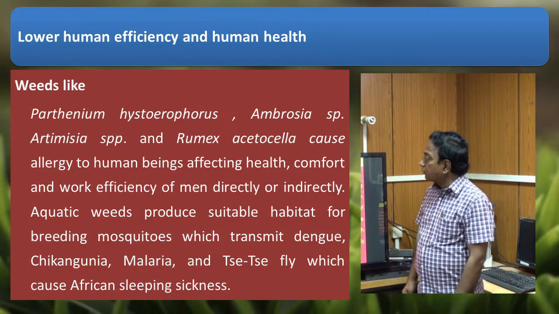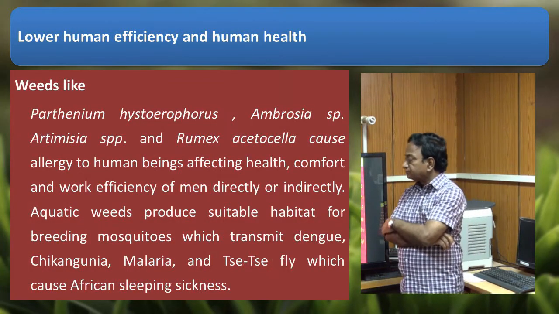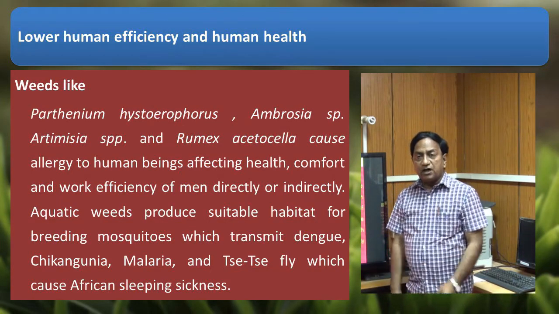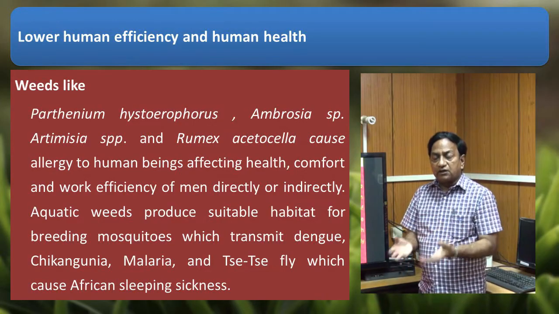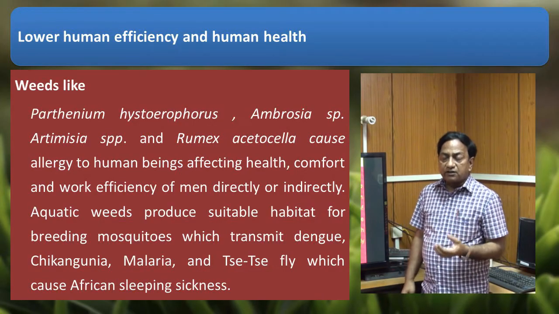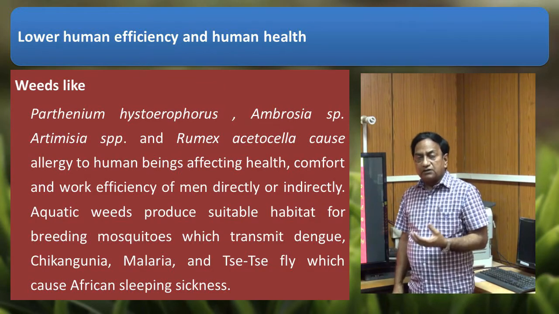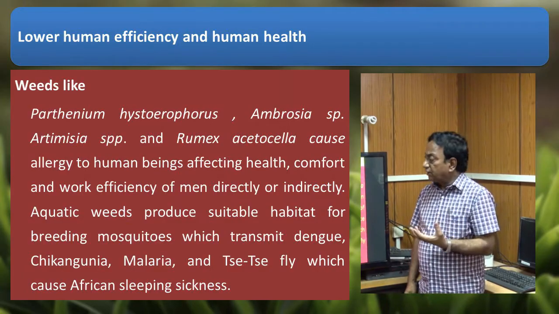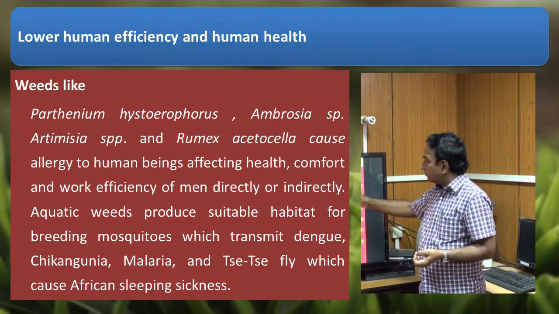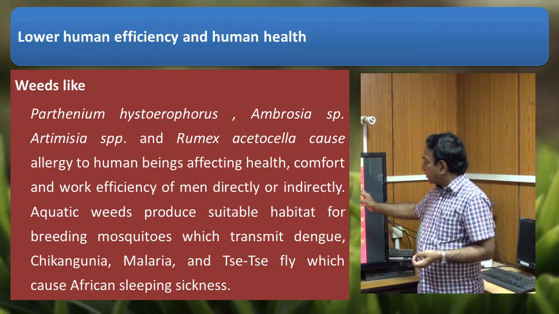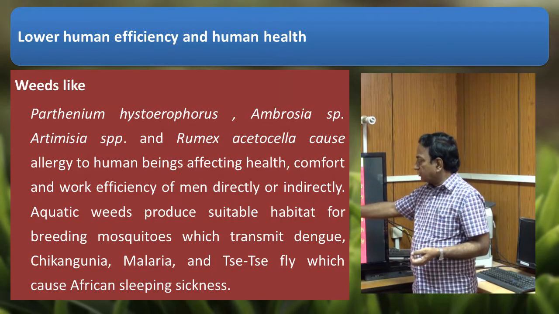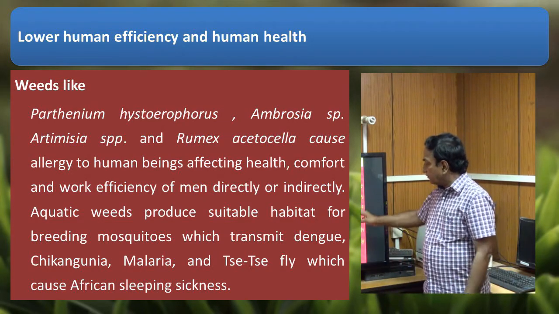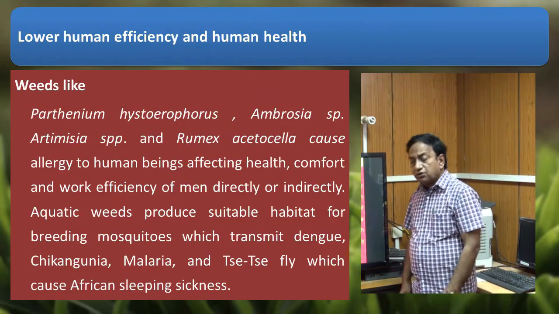Similarly, lower human efficiency and human health. Weeds like Parthenium hysterophorus are very dangerous weeds. They not only infest crop production, but are also very dangerous for humankind. So once it is found in your environment, you have to control it by all means. Ambrosia is also very problematic. Artemisia and Rumex acetosella cause allergy to human beings, affecting health, comfort and work efficiency of men, directly or indirectly.